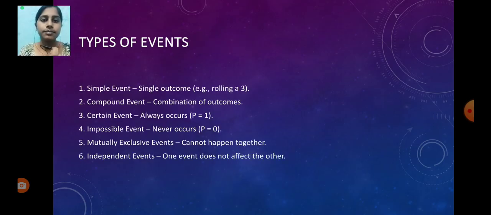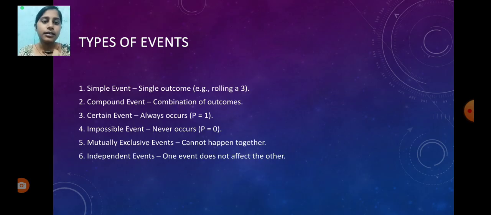Types of events. There are many types of events such as simple event, compound event, certain event, impossible event, mutually exclusive events, independent event. Let us discuss about them. Simple event. It is a single outcome. Like while rolling a die we get 3, then it is a single outcome. Compound event. It is a combination of outcomes. Like while rolling a die getting 4, 6, 2, 1, 3, etc.